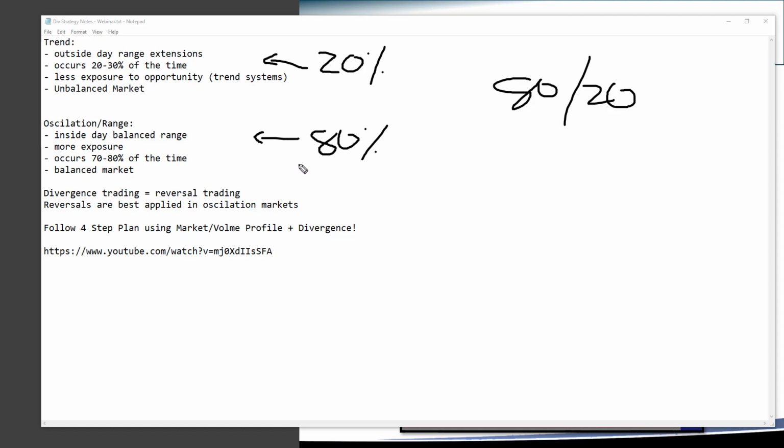Okay, so he's using divergence. Al's saying he's not using divergence, he's an intermediate trader. Jose is saying divergence is a signal.